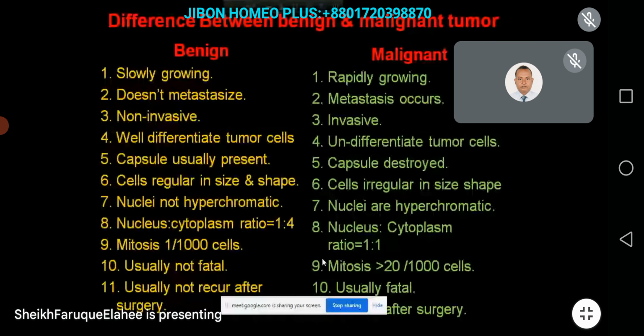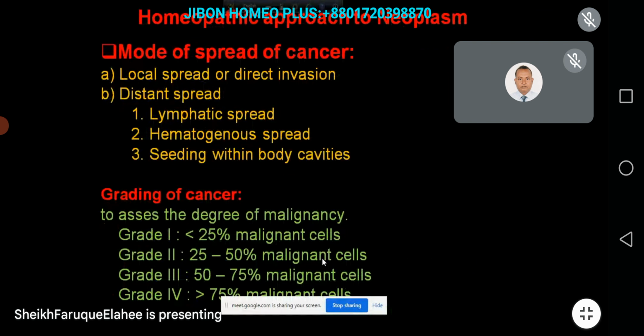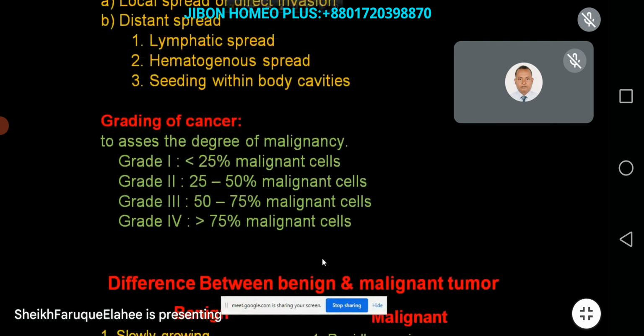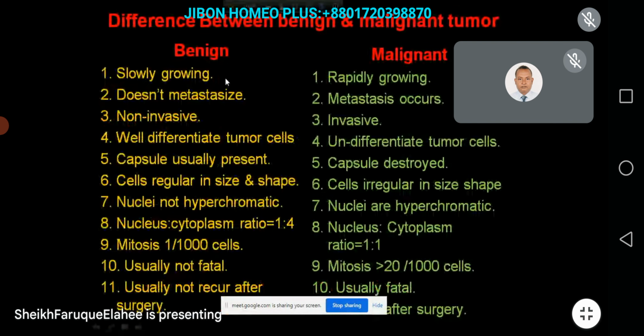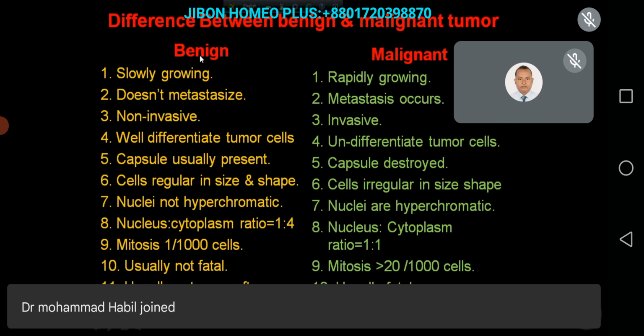I will finish the lecture today by describing this difference, and inshallah I hope next day we'll go further. Now there is a good difference here, you see. I give the differentiation. What is the difference between benign and malignant tumors?